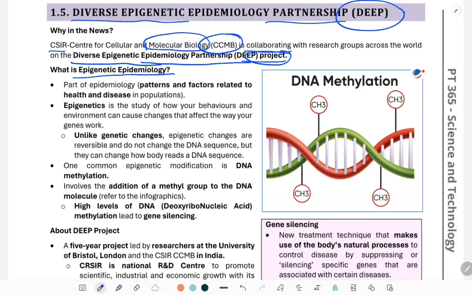It is a part of epidemiology. Epidemiology is the pattern and factors related to health and disease in populations. Epigenetics is the study of how your behaviors and environment can cause changes that affect the way your genes work.